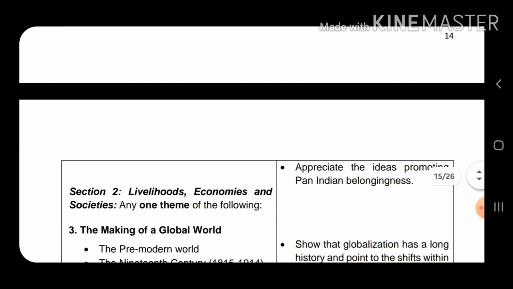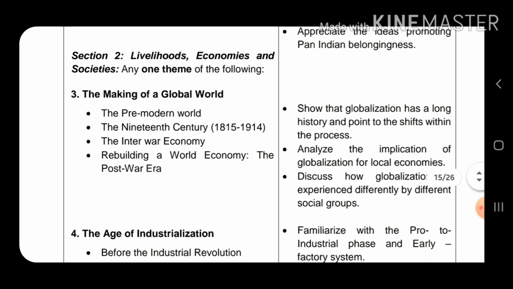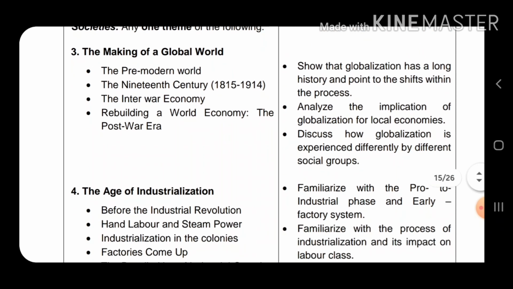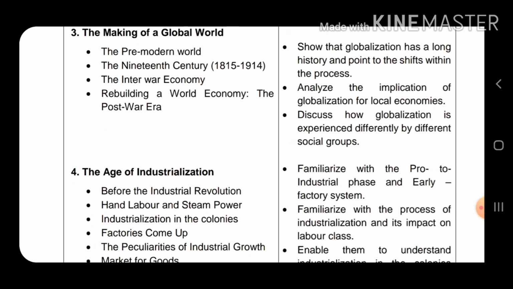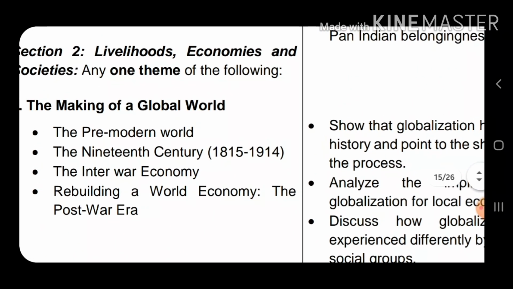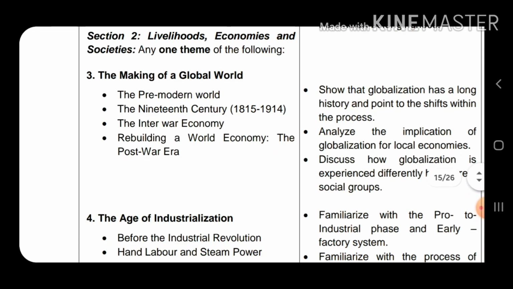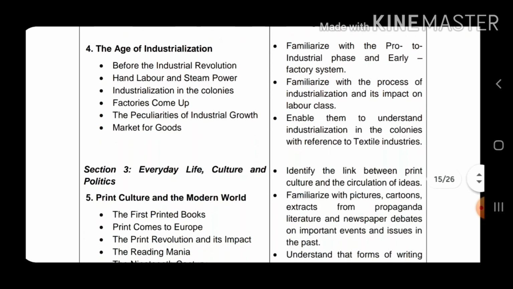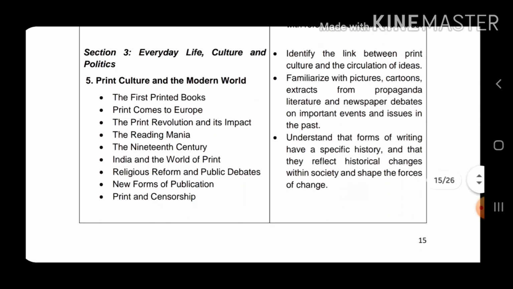You can see in section 2 the Making of a Global World and the Age of Industrialization. Your subject teacher, according to your school, will choose any one topic. Based on that, you are going to read this section. You can see here, we can select any one theme of the following: the Making of a Global World and the Age of Industrialization. Section 3 is Print Culture and the Modern World. This is a compulsory lesson.